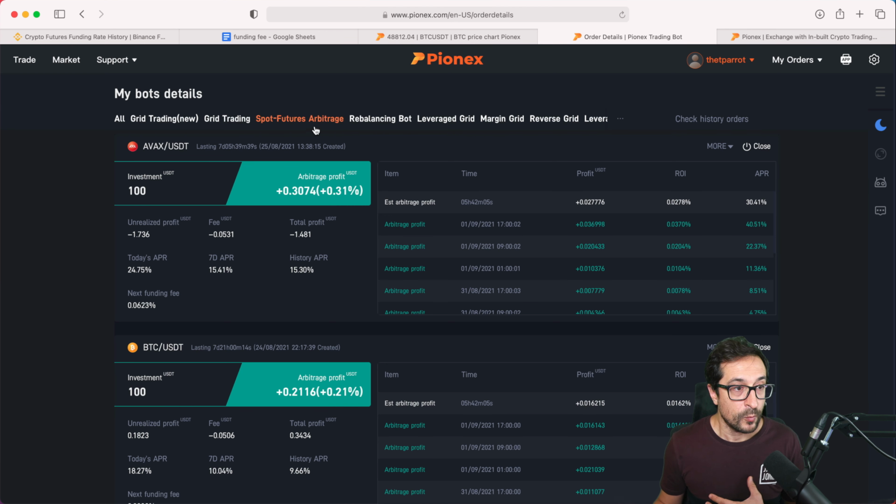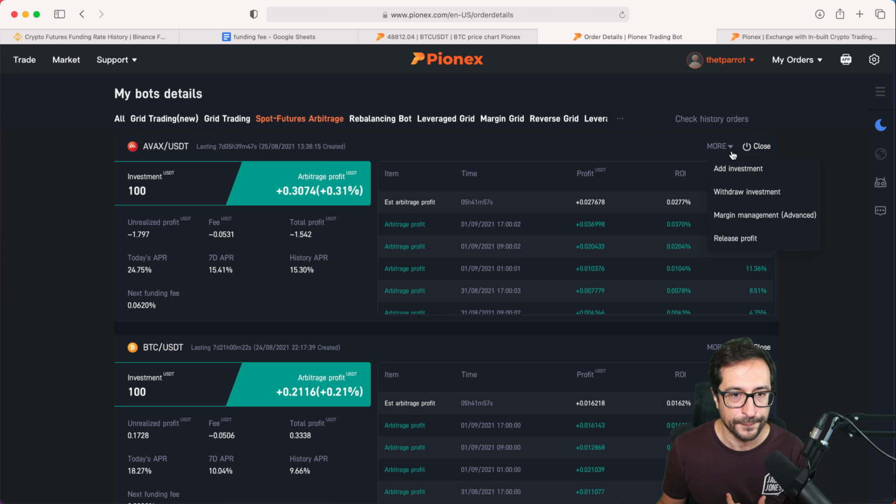Well, very simple. Once you have some spot futures arbitrage bots running on your account, you can head down to more. And then here you have a bunch of features. One of them is release the profit. If you release the profit into your account, then you can feed that back into the bot by doing add investment. So this feature here allows you to give the bot more money to trade. So let's say after 1 month, you made 1%. Then that 1%, you release it into your account and then you give it back to the bot.